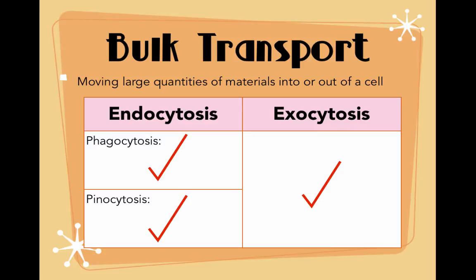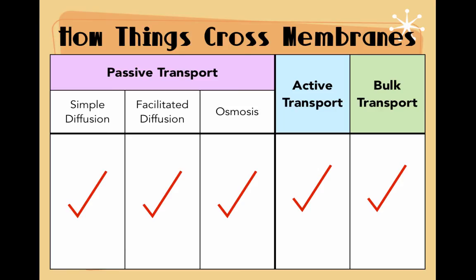And that is exocytosis. And that wraps up our cell transport lesson. We have now gone through the 3 types of transport: passive transport, active transport, and bulk transport.